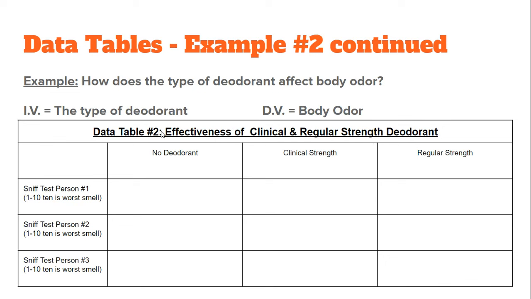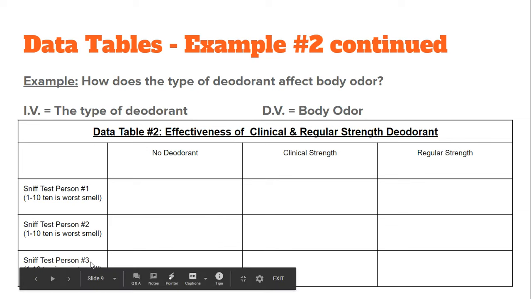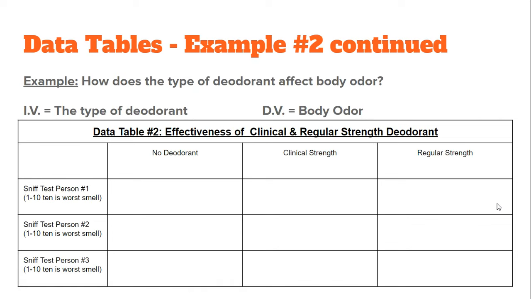Notice again you have a good descriptive title, effectiveness of clinical and regular strength deodorant, so it lets you know we're looking at how well they actually work. You can see that we've got a control unit in no deodorant and what that would smell like, clinical strength, and then regular strength. And we've got 3 different test subjects who are going to use the different types of deodorants and allow us to smell their body odor.